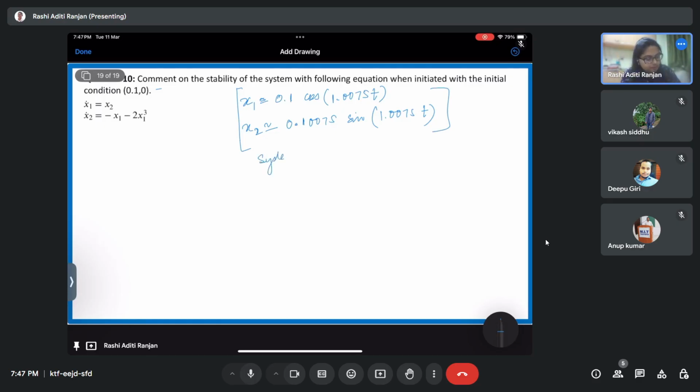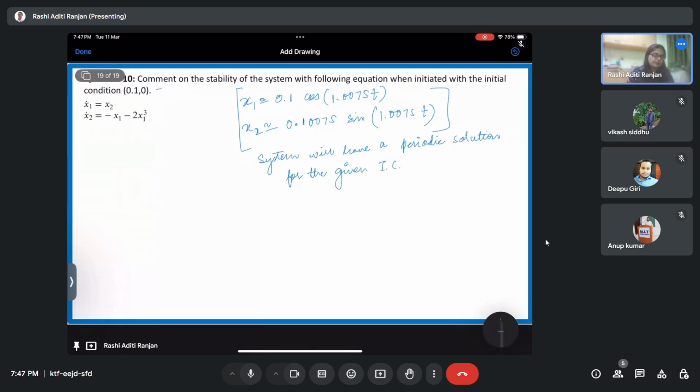The system will have a periodic solution for the given initial condition.